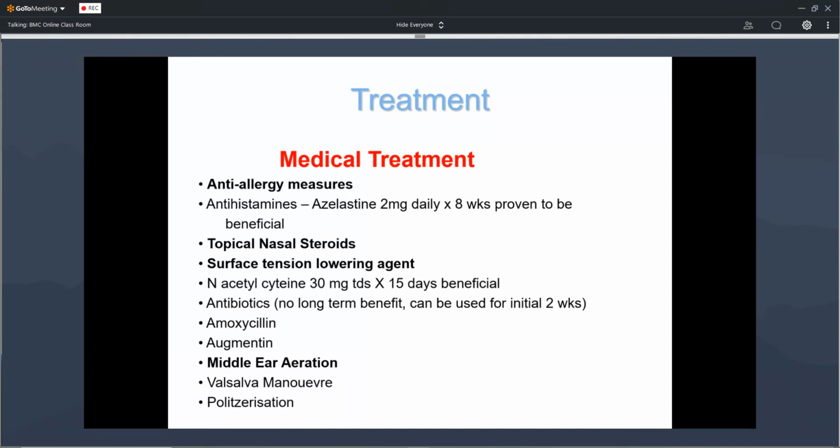If this patient develops the blue ear secondary to acute sinusitis, sometimes you may add antibiotics. Already I told that is amoxicillin. And middle ear aeration measures: you should instruct the patient to do the repeated Valsalva maneuver and politzerization of the eustachian tube or catheterization of the eustachian tube so that air will enter into the middle ear cavity.